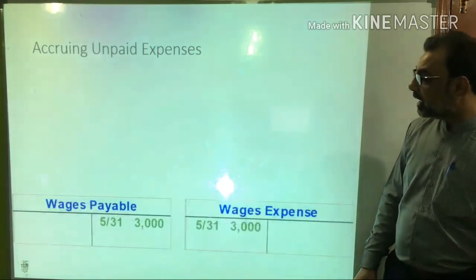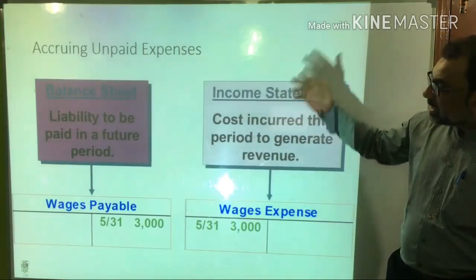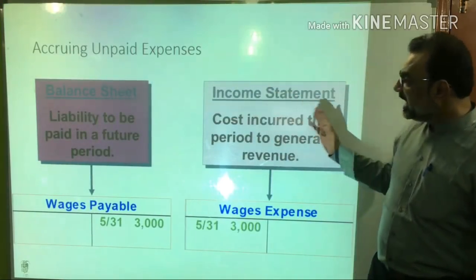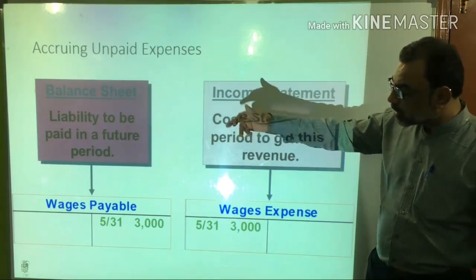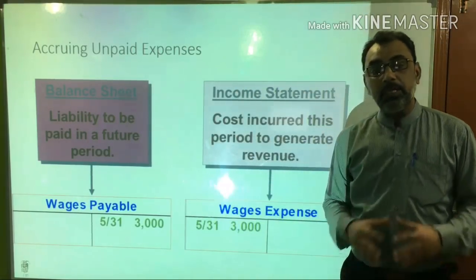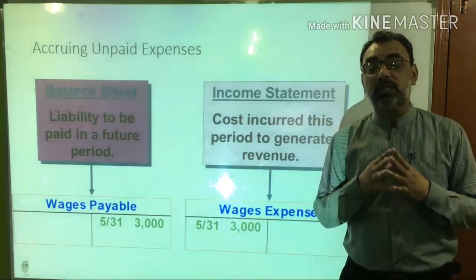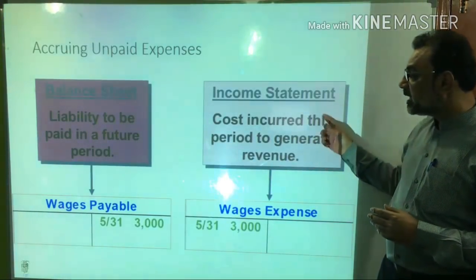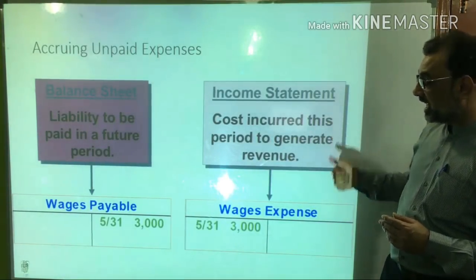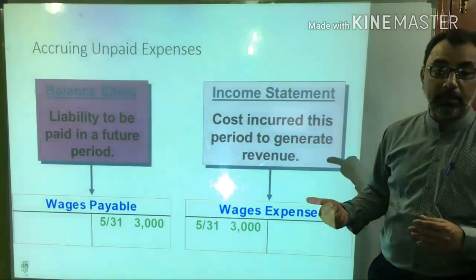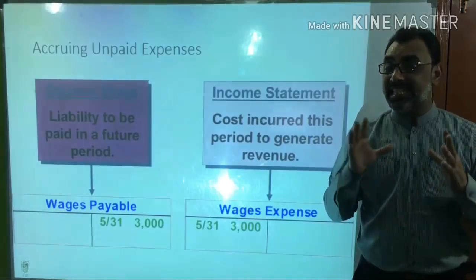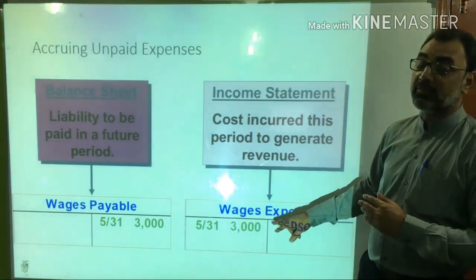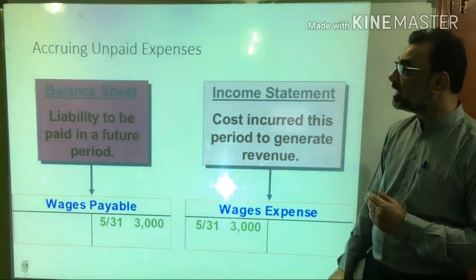But you can see the balance sheet and the income statement effect. The liability is to be paid in the future, so it is a liability, and when the liability is going to increase, it will be posted on the credit side. And here the expense is recognized because the cost is incurred and the amount has not been paid. According to the matching principle, if the expense is incurred, you will have to record it. When the expense is going to increase, it will be posted on the debit side.